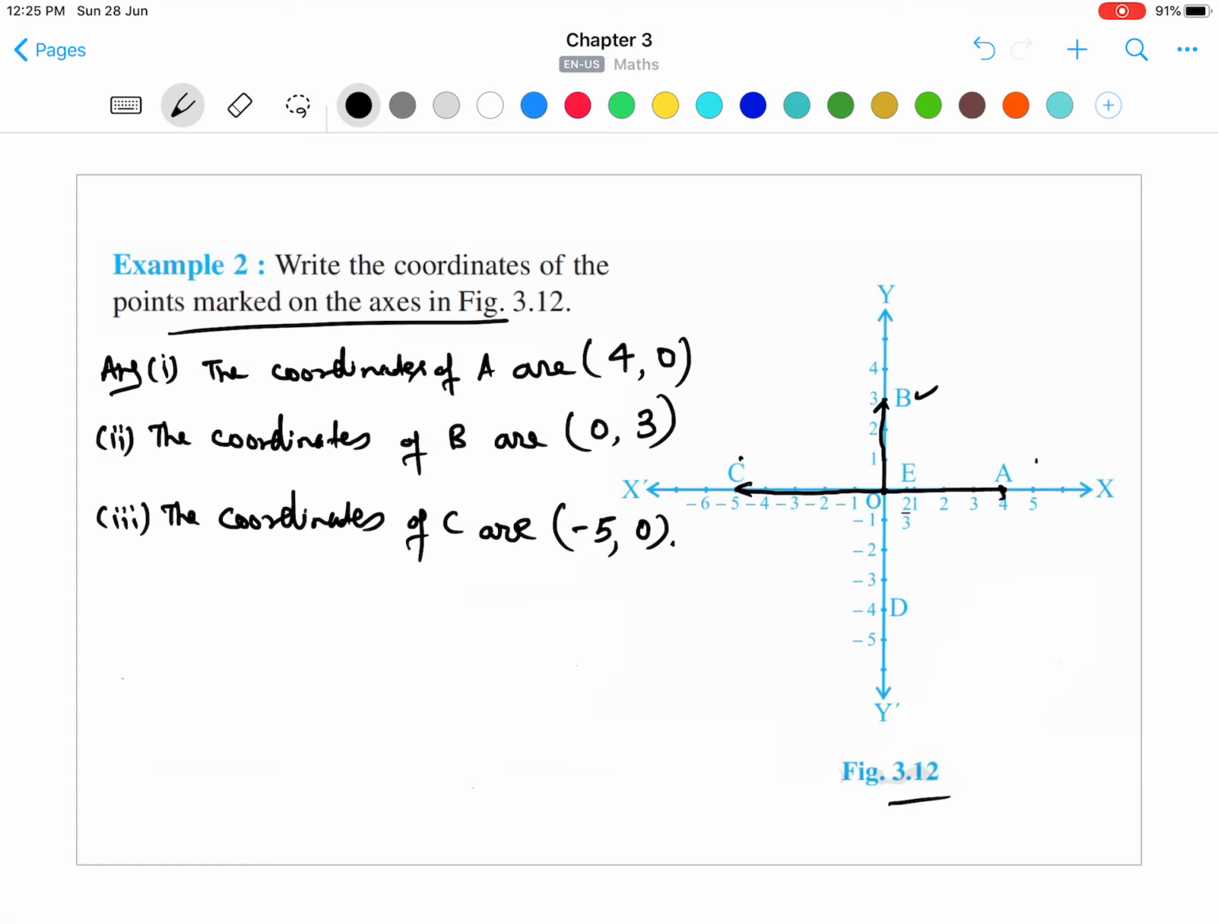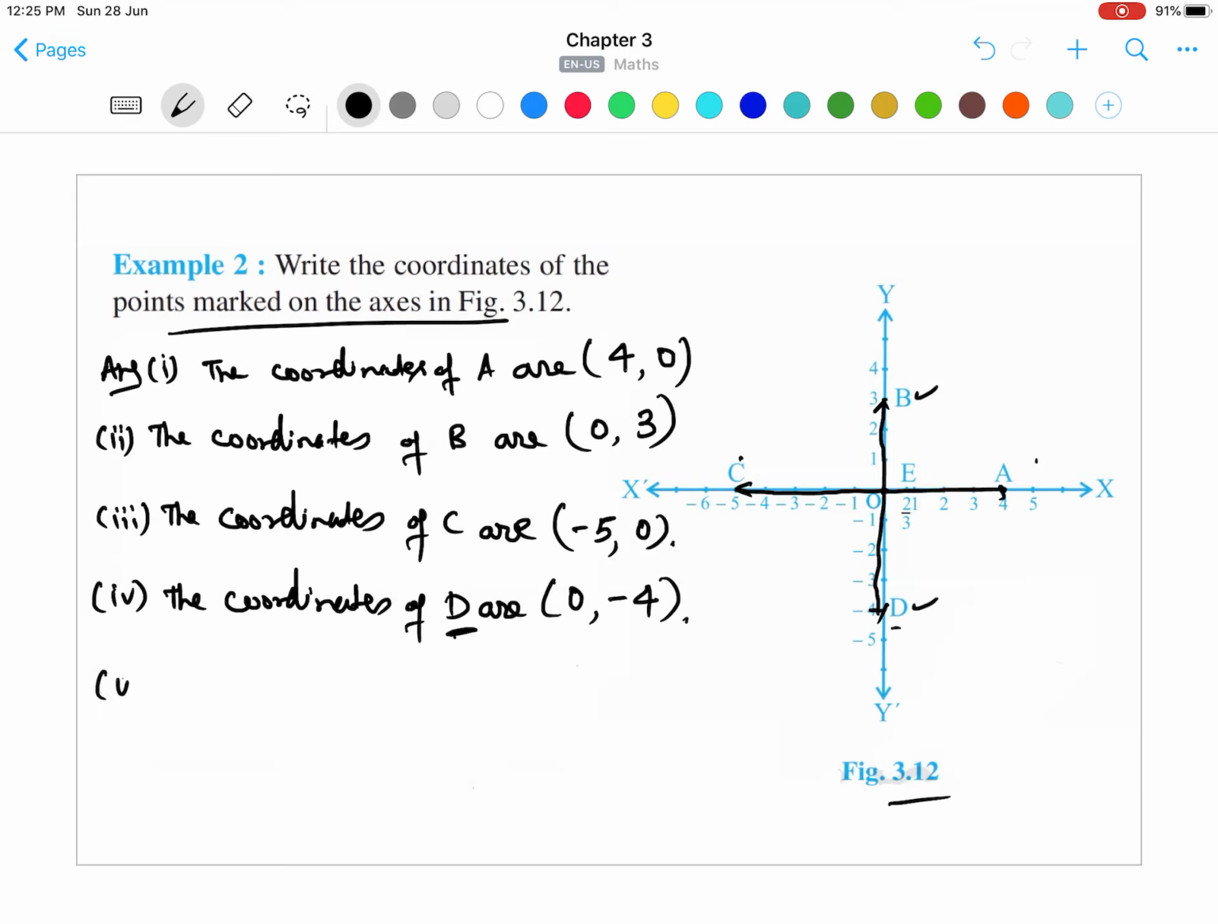Now let's see the next point, which is D. It's here, so write the coordinates of D. Now this D is again lying on the y-axis, so if a point is lying on the y-axis, its x coordinate will be 0, and the y coordinate is in the downward direction till 4 places, so it will be minus 4. So the coordinate of D is (0, -4).